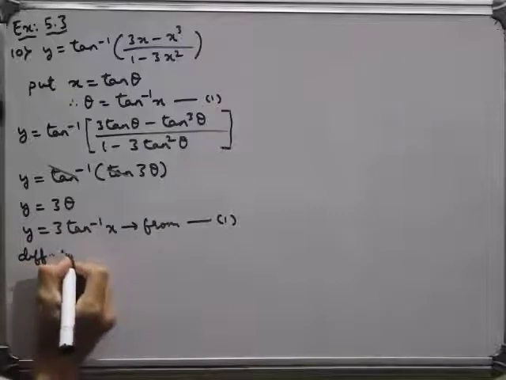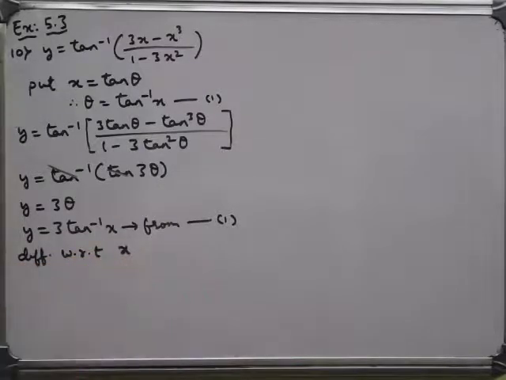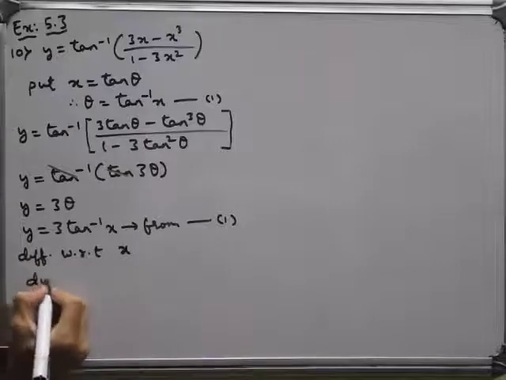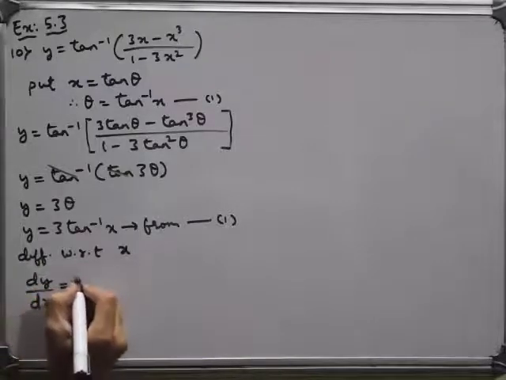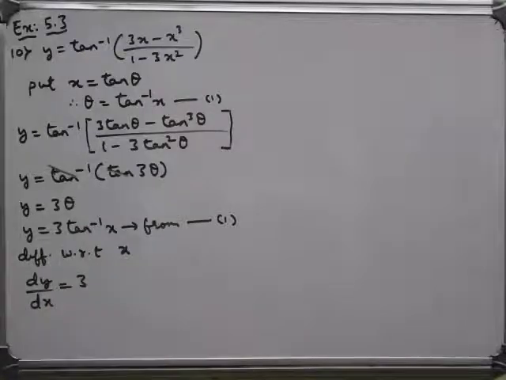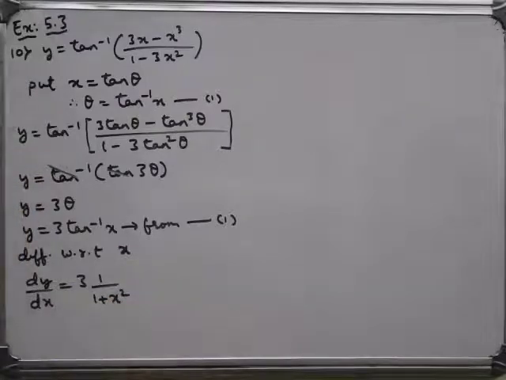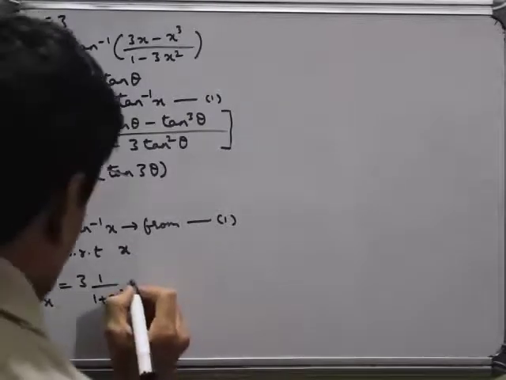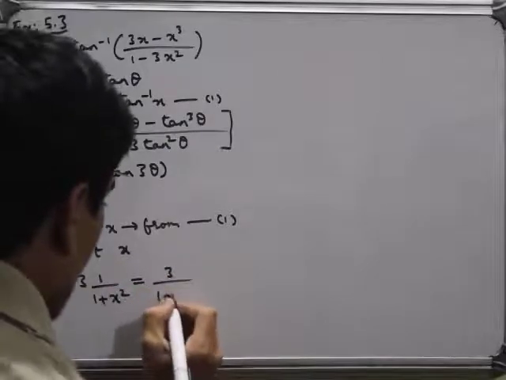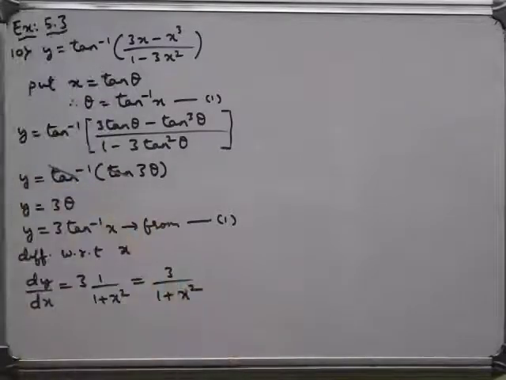Just write a line, differentiate with respect to x. So this will become dy by dx is equal to 3 into the differentiation of tan inverse x. We have already solved it in the previous example. So 3 into 1 by 1 plus x square, which is equal to 3 divided by 1 plus x square. This is your final answer. Okay. So these problems are completely based on your trigonometric identities. So this was about question number 10.